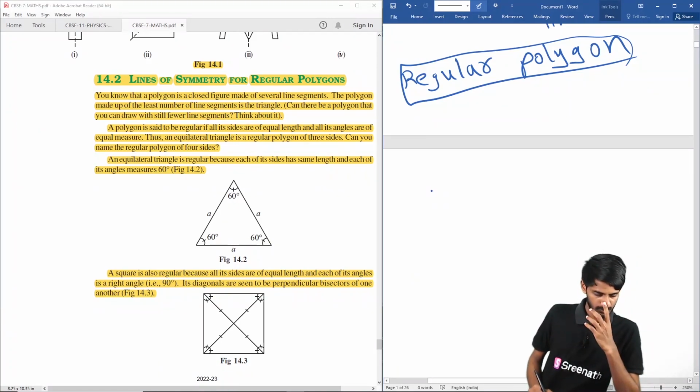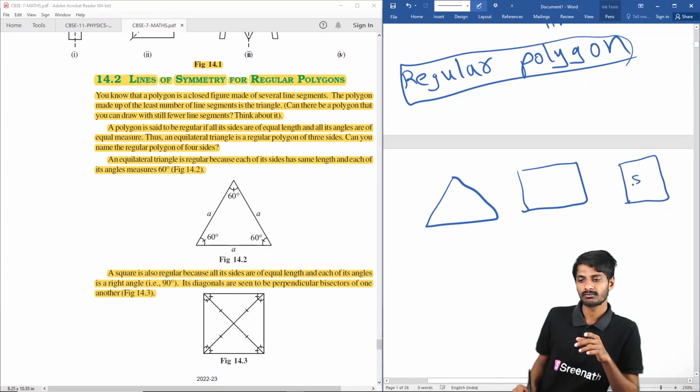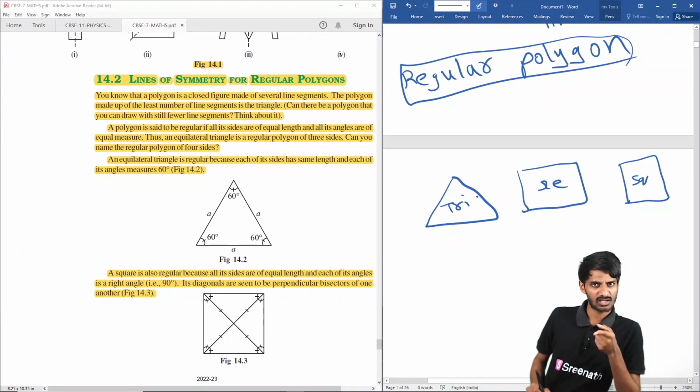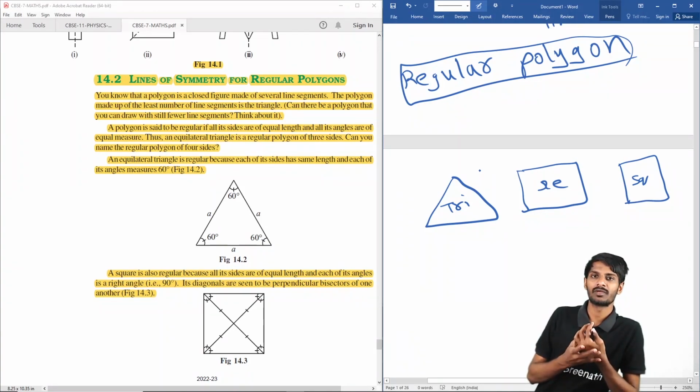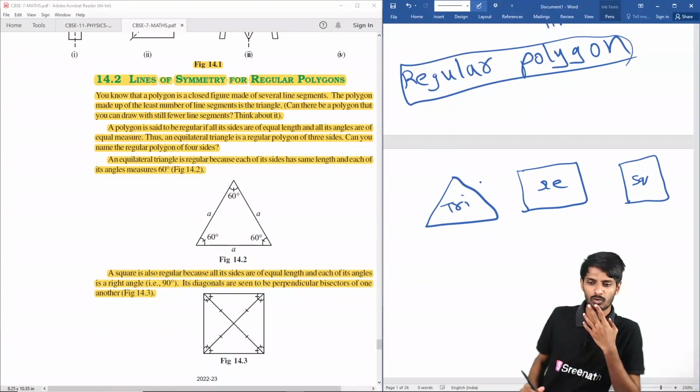So if I draw some shapes, it is a square, it is a rectangle, it is a triangle. Are all these polygons or not? Try to tell. Polygons. Why? These are formed by line segments, and these are closed ones. Then these are polygons. Then what about regular polygons?